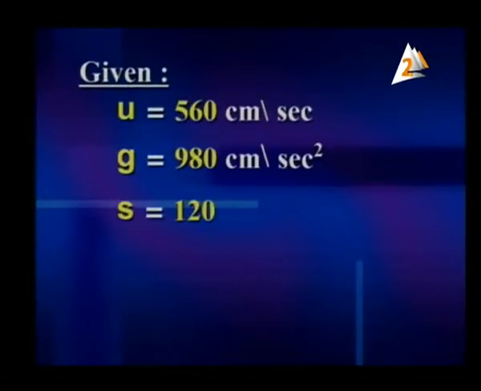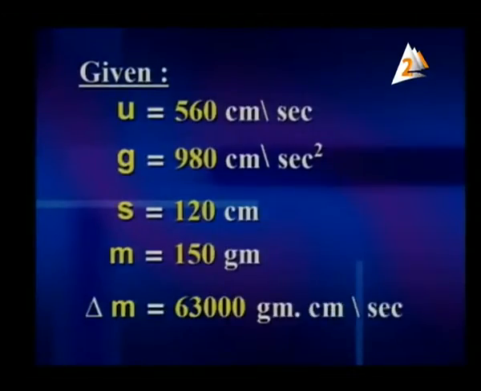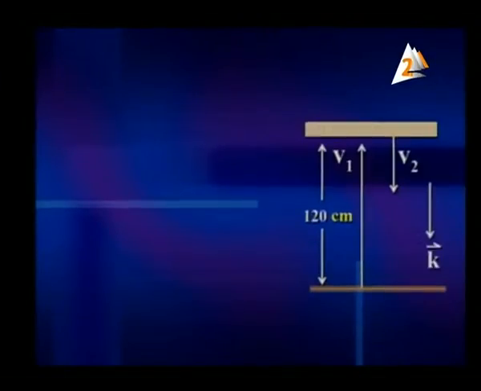The given is u equals 560 centimeter per second, g, which is the gravity, equals 980 centimeter per second squared, and s, the distance, equals 120 centimeter, and the mass equals 150 gram, and delta h equals 63,000 gram centimeter per second, and the required is v2.